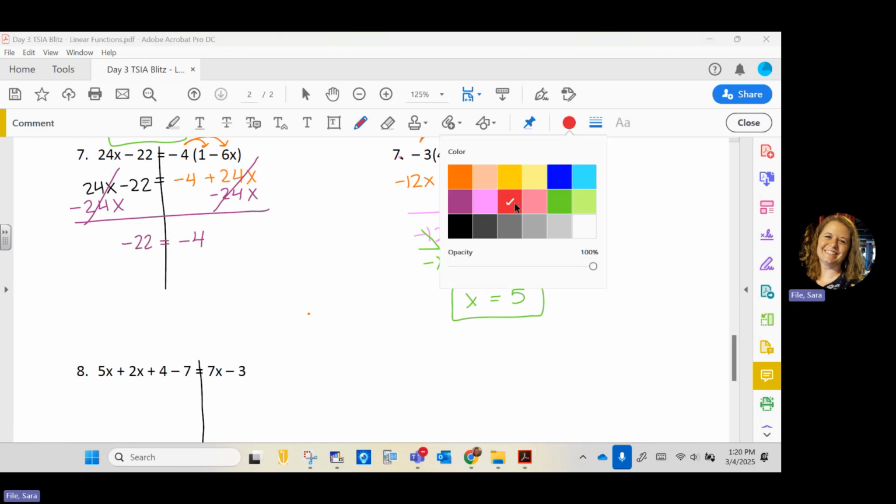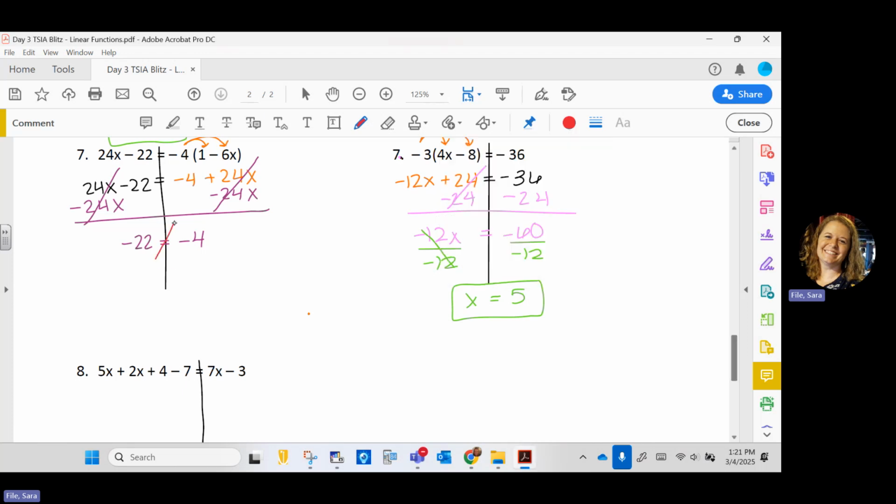If this is a special case, if your variable, in this case x, cancels out on both sides, you have no variable left, you're either going to have a true statement or a not true statement. Is this true or not true? This is not true. Negative 22 is not equal to negative 4. So I'm going to put a big slash through that because this is not true. What that means is if you're left with a statement like this, a number equal to a number, and it's not true, there is no solution.